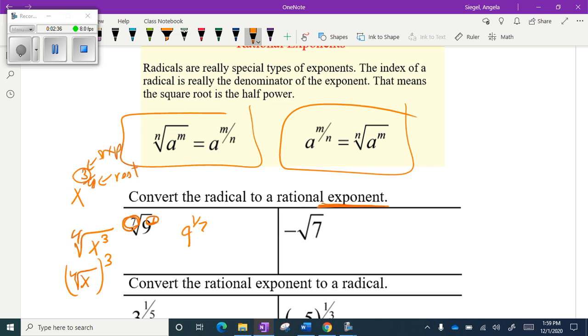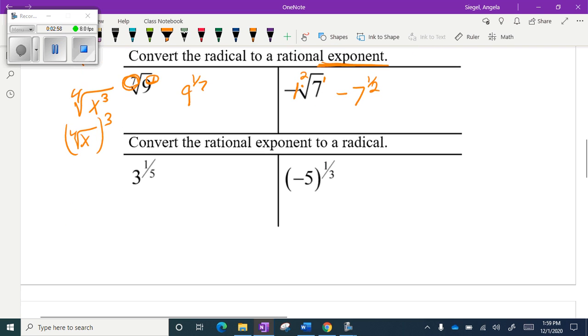This is the same thing as saying -1 times the square root of 7. And something else, the square root of 7, there's no number shown, so the root is 2. So it's going to be -7 to the 1/2 power.